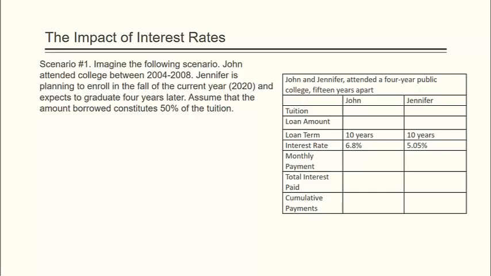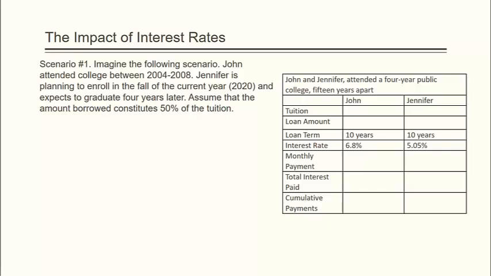So imagine the following scenario. John attended college between 2004 and 2008, and Jennifer is planning to enroll in the fall of the current year, so in 2020, and expects to graduate 4 years later. We're going to assume that the amount borrowed for each of them constitutes 50% of their tuition.